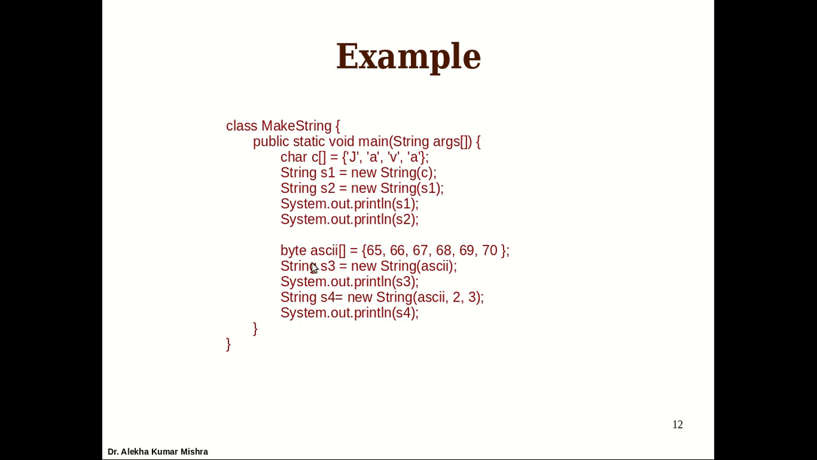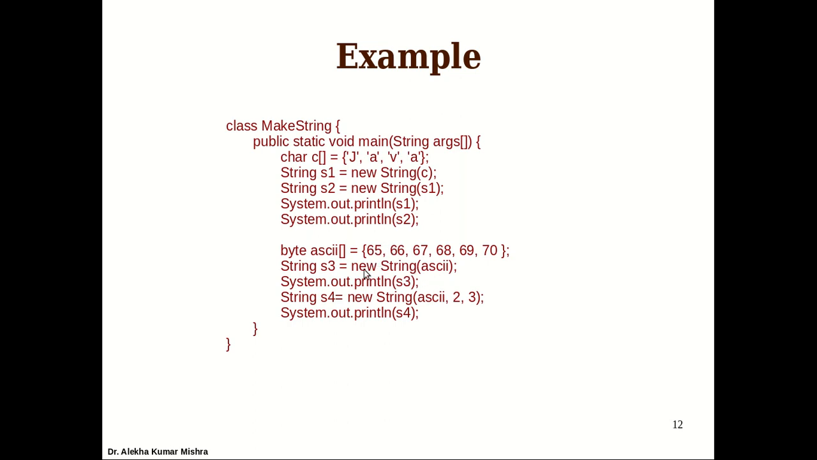Then the byte array. In the byte array we are storing numbers. There is a six-element array, and each element is a number. When it is converted, each will be treated as the character of equivalent value. So when we do string s3 equal to new String and pass this byte array, all these values will represent the corresponding characters in ASCII format.